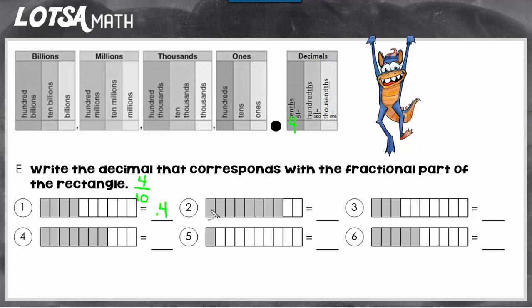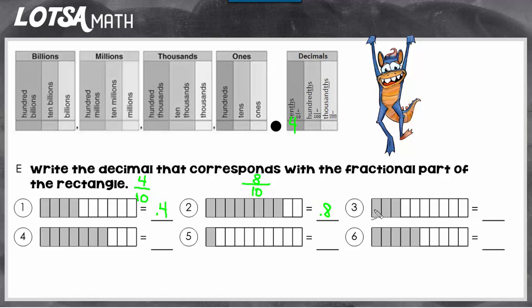So let's look at number 2. Again, our fraction has 10 pieces, and the amount shaded is 1, 2, 3, 4, 5, 6, 7, 8. So our fraction is 8/10, so we want to write the corresponding decimal. We want to make 8/10 into a decimal. And all we have to do is put the 8 in the tenths place. So this 0.8 means exactly the same as 8/10.